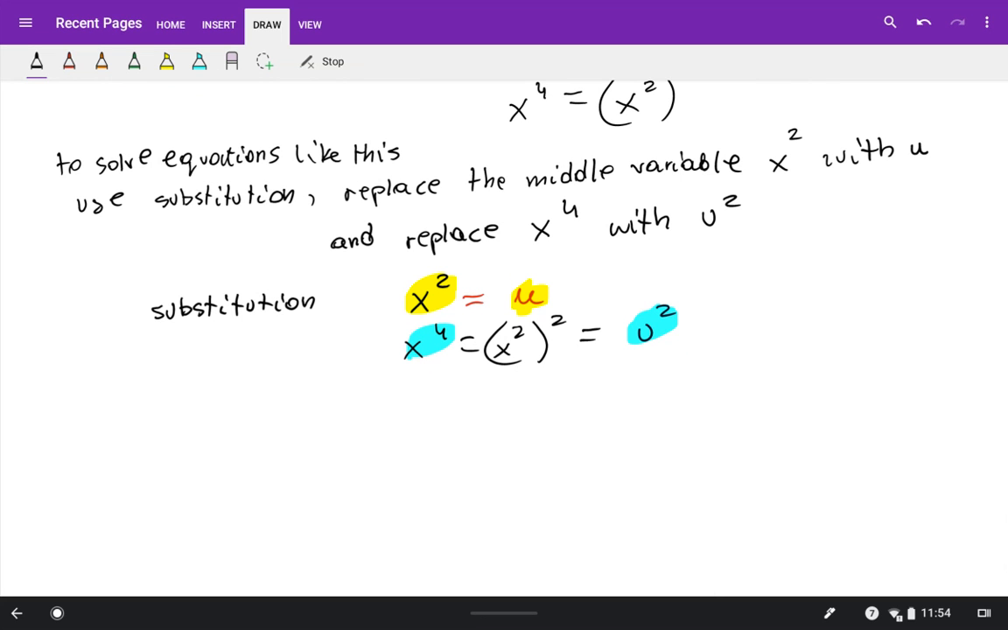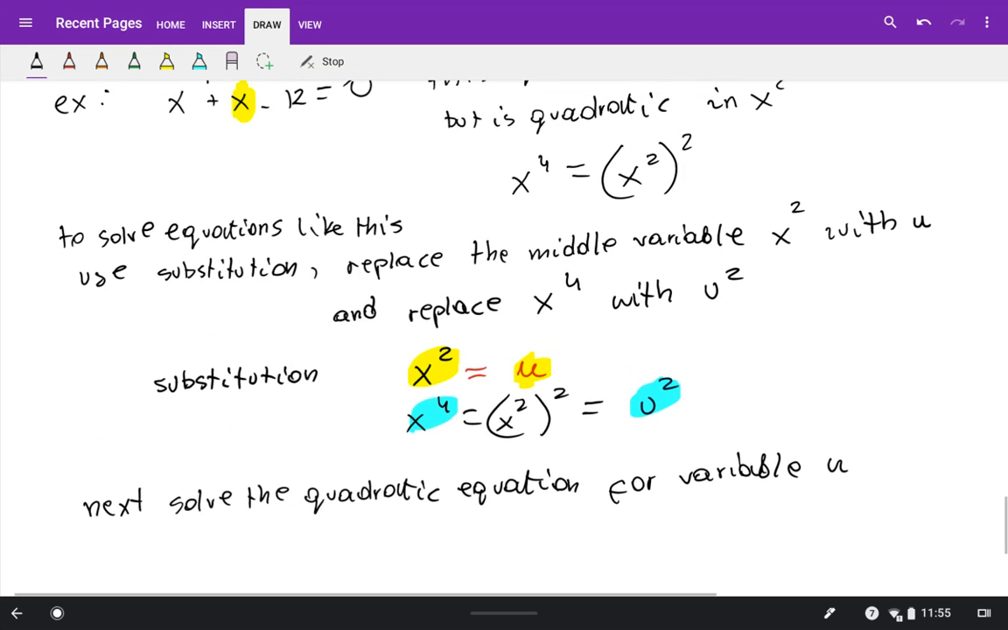And next, solve the quadratic equation for variable u.